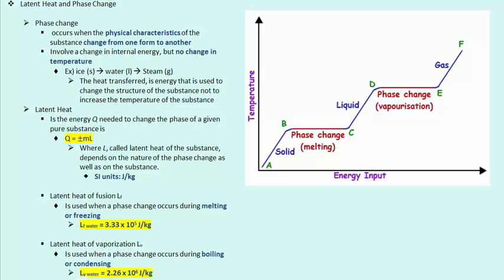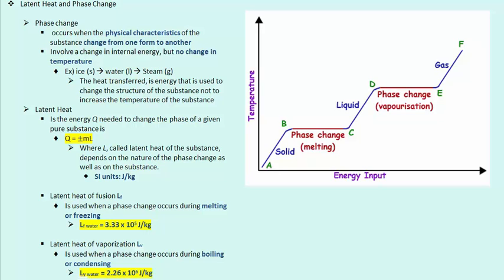So for example, when we have a solid structure of ice, the heat is transferred as energy that is used to change the structure of the substance, but doesn't increase the temperature of the substance. So we see that our solid structure of ice will be transformed into its liquid form of water, which will then be transformed from its liquid state into its gas state in the form of steam.